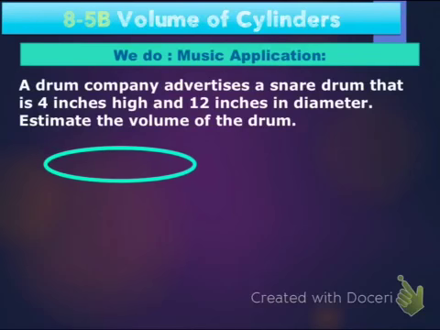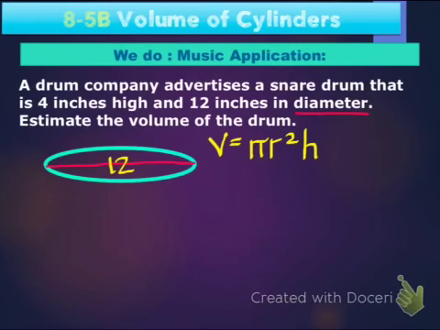So we're going to do a drum company advertises a snare drum that's 4 inches high and 12 inches in diameter. So we really need to look at this word diameter here. We need to remember that a diameter stretches all the way across the top. And then here's our formula. In order to use our formula, we only can have radius. We can't use this with diameter. So we need to figure out what our radius is. And we know that a radius is just half of our diameter. So if our diameter is 12, then our radius is going to equal half of that, which is 6. So over here I'm going to be using 6.